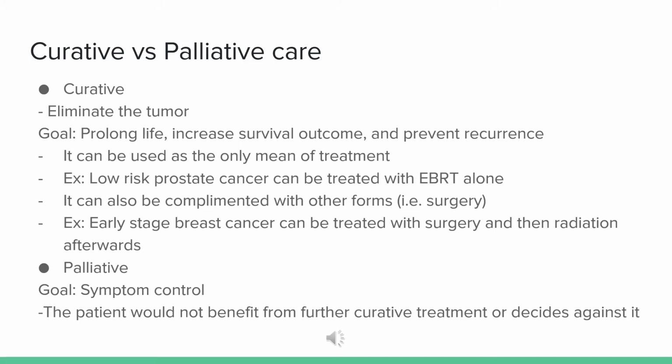Palliative care is more focused on symptom control rather than eradicating the cancer, and it would be done if the patient wouldn't benefit from further curative treatment or decides against it. Patients with high-risk cancer or multiple other conditions can be treated with palliative care as their life expectancy may be poor. So that's kind of the difference between 2 methods of care that are used often and have separate expectations for the patient.